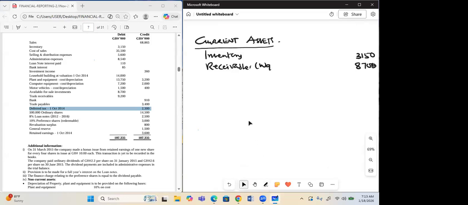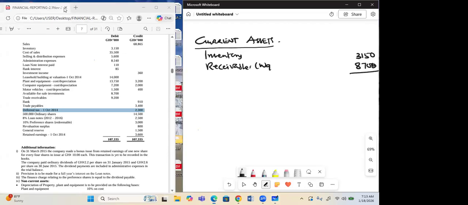So we have 8,700. Now the cash there, check the trial balance. The cash, is it physical cash or overdraft? Check your cash or bank. It's overdraft. It's at the credit side. So if it's overdraft, it means we finished.